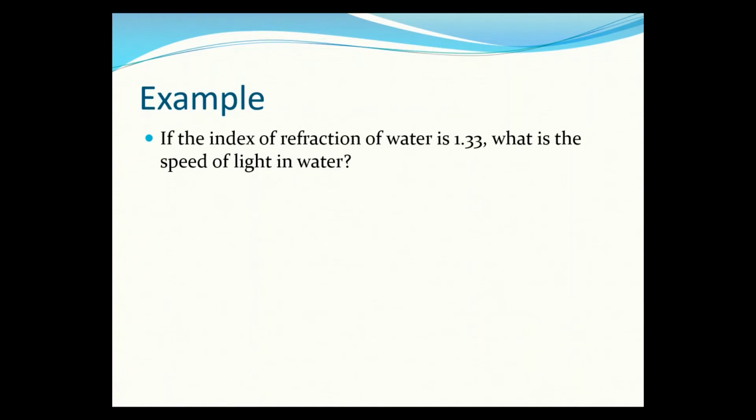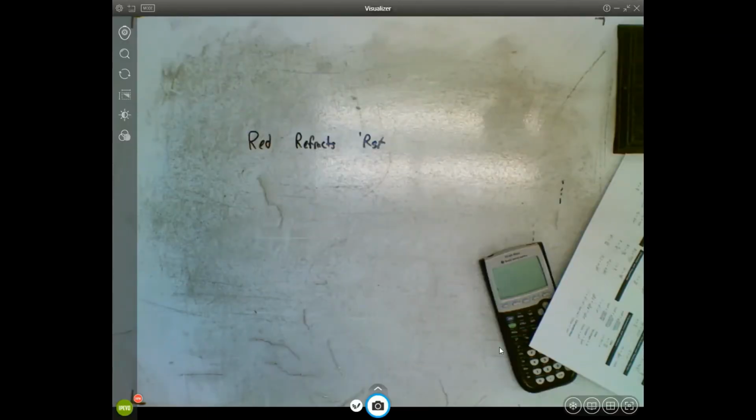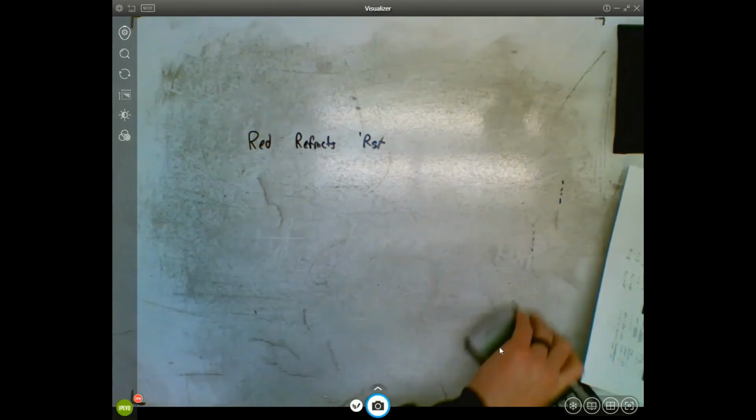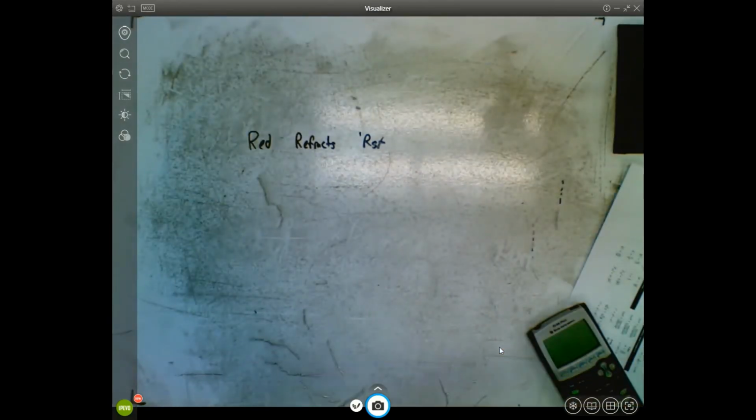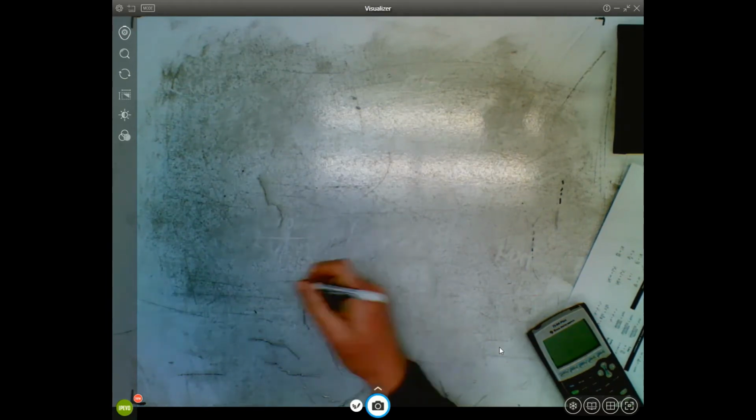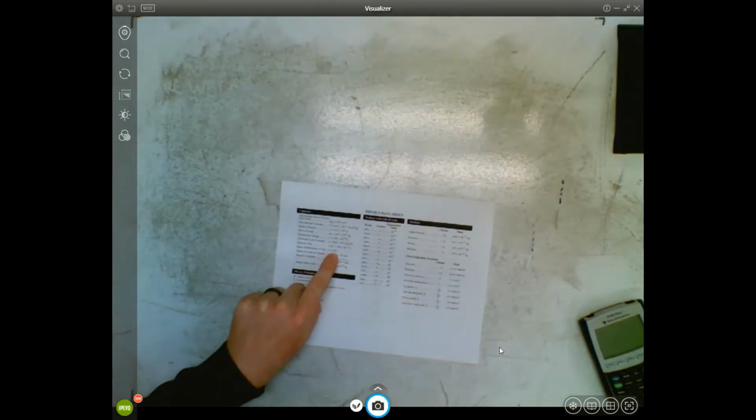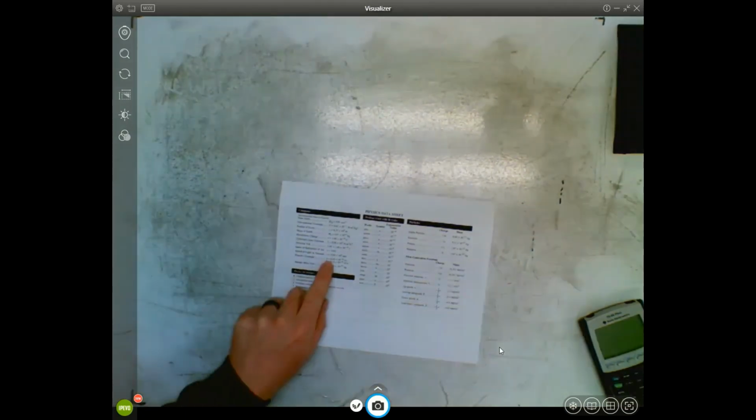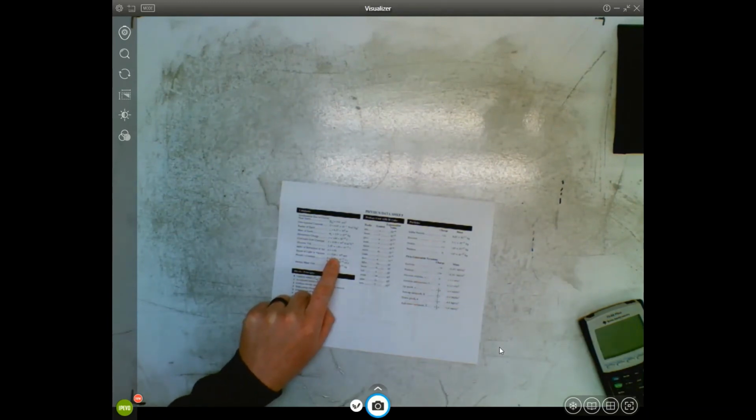Okay, so let's do a few examples here. If the index of refraction of water is 1.33, what is the speed of light in water? So we have the index of refraction of water, and one thing that you always know, on the back of your data book, it tells you the index of refraction of air is 1.00. So you always know that, and you always know the speed of light in air, which is the same as a vacuum, which is 3 × 10⁸.